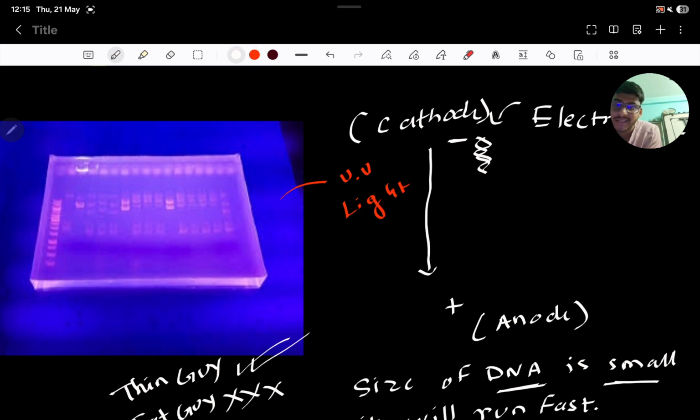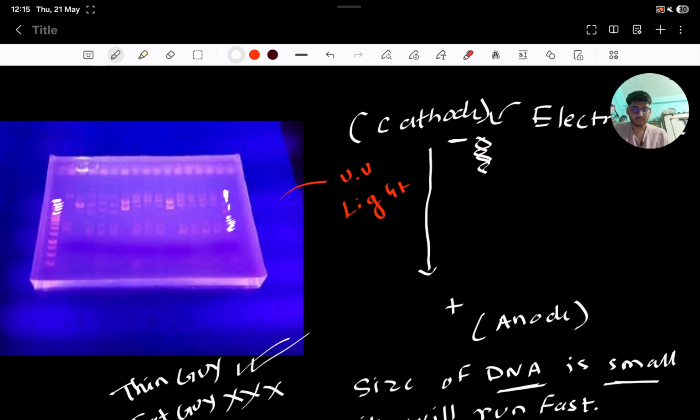See these bands, it looks so good. These are the bands, like this. So that is the thing.